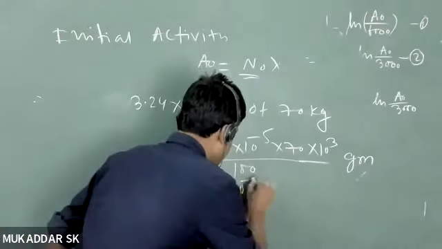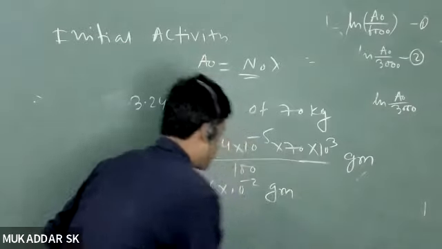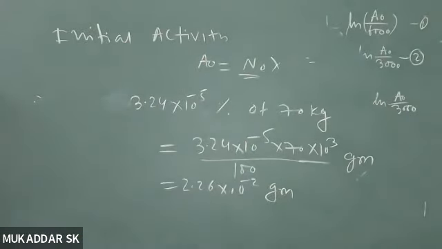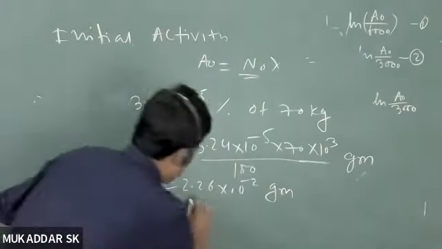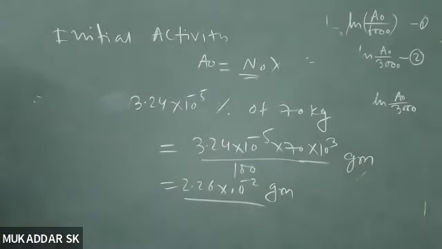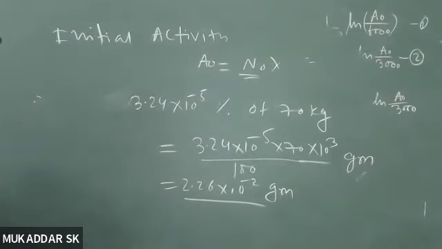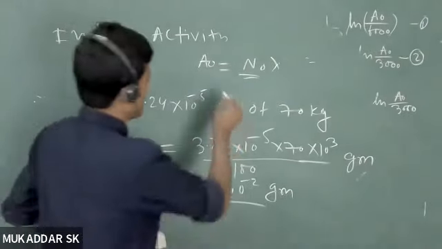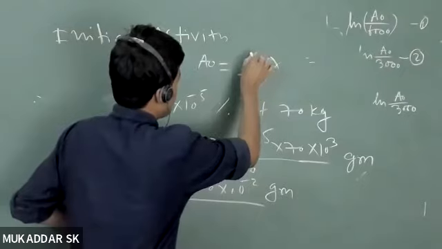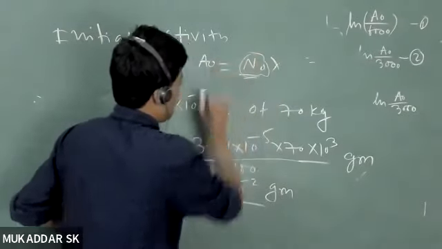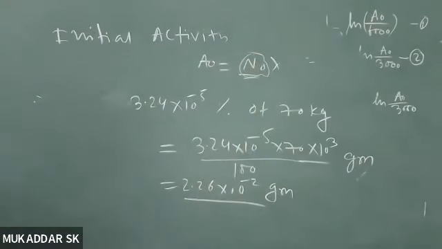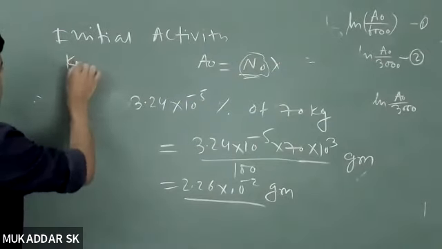Can anyone check? Yes, sir. Same. Okay. So this much amount of potassium is actually present in a human body. But to calculate this activity, you have to calculate the number of nuclei present. And the mass number is given. Potassium mass number was how much? 40.